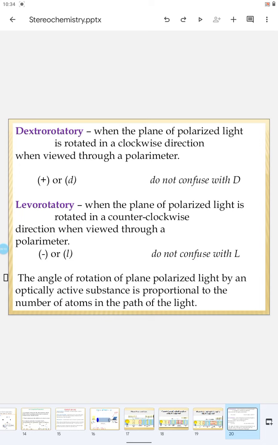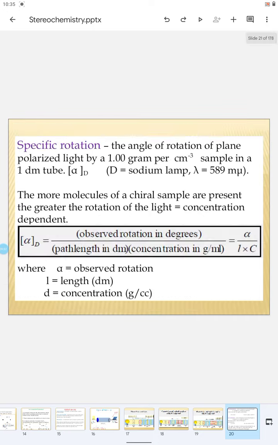So dextro is plus, with a small d, and do not confuse it with the capital D. And levo is minus, or small l, similarly do not confuse it with the capital L. The angle of rotation of plane polarized light by an optically active substance is proportional to the number of atoms in the path of light.